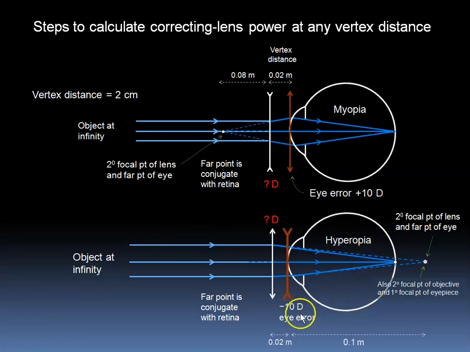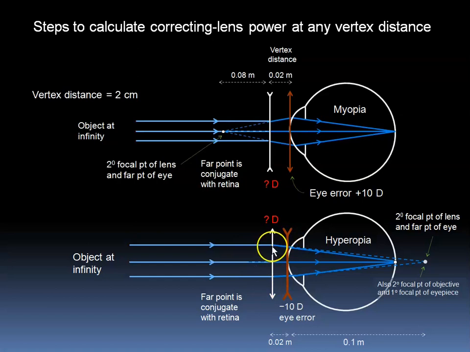In this case of the myope, the -10 diopter eye error requires that the far point be 1 meter behind the eye. Once we know the vertex distance between the lens and the eye, we subtract that here from the distance of 0.1 meter, and we get a new distance, in this case 0.08 meter. This distance has to be the secondary focal point of this lens, so we can take the inverse and calculate the power that this lens needs to be.